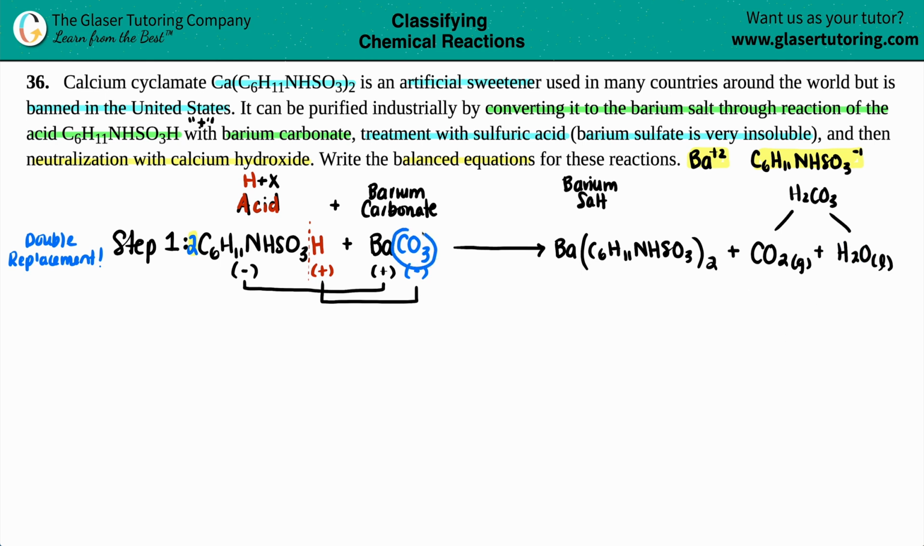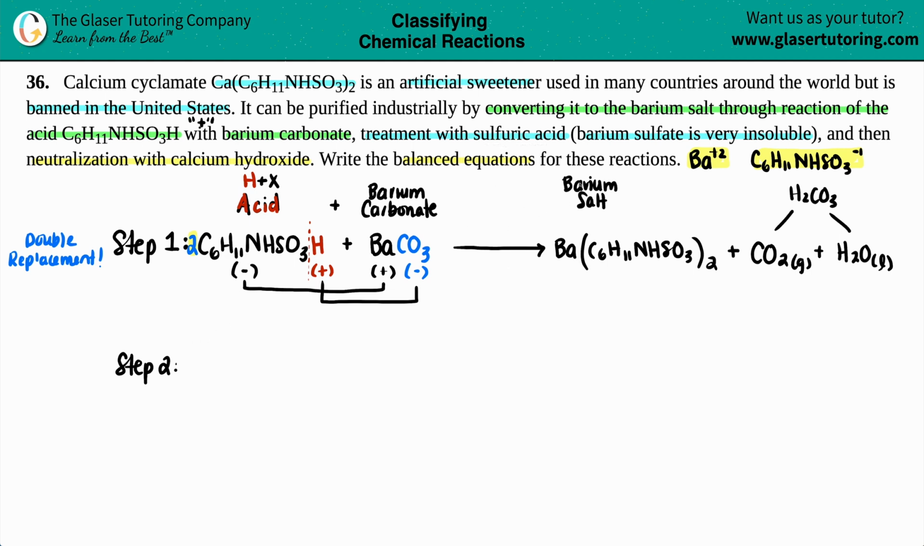We have 1 carbon and 3 oxygens, 1 carbon and 3 oxygens. And now we are balanced. So step 1 is done. Now, step 2 is, let's see. Okay, so we converted it to the barium salt. Check. Now we're going to treat that barium salt with sulfuric acid.